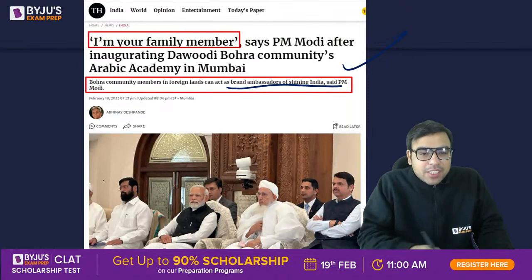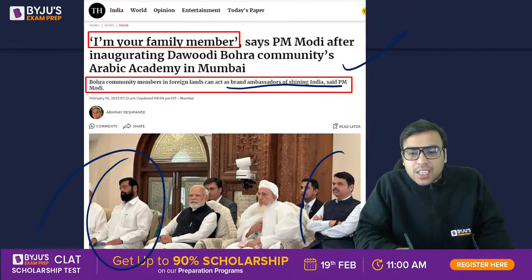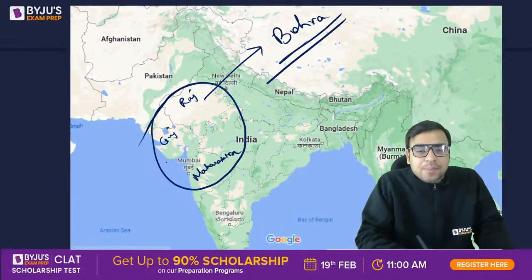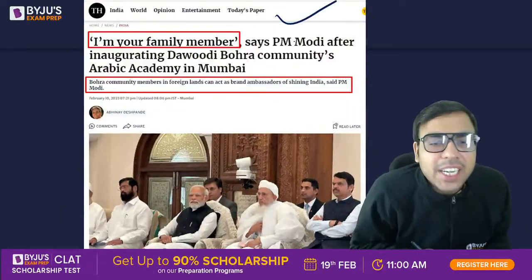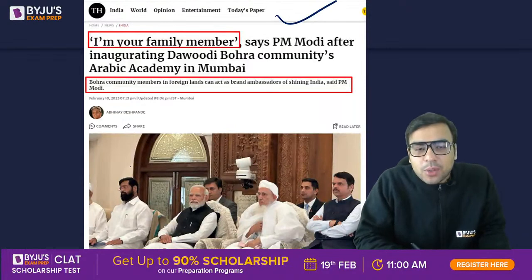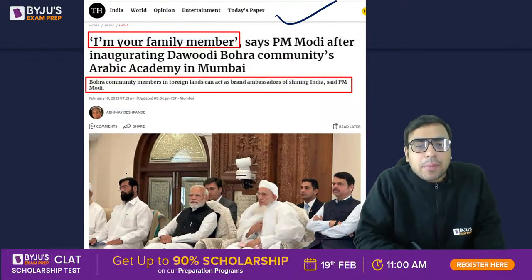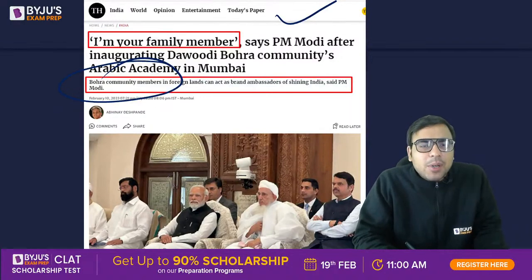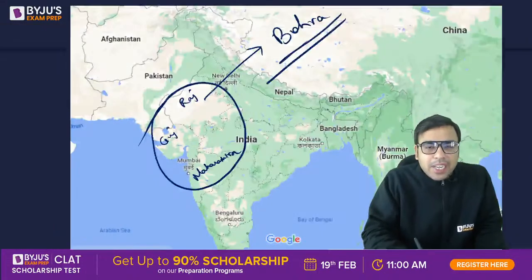तो आप देख सकते हैं, the chief minister of Maharashtra, the deputy chief minister of Maharashtra as well. So that is what he's saying. कि recently PM Modi जो है वो दाऊदी बोहरा कम्युनिटी के किसी फंक्शन में भी गए थे अरबिक एकेडमी के इनॉग्रेशन में. So just have an idea about it. Dawoodi Bohra community is a Muslim community living in this region.